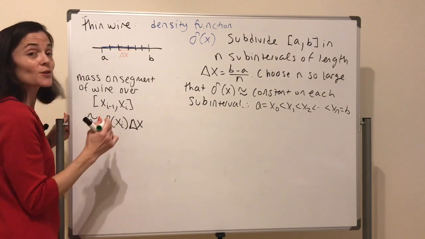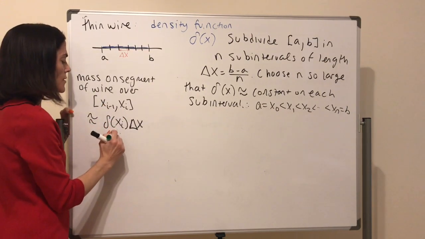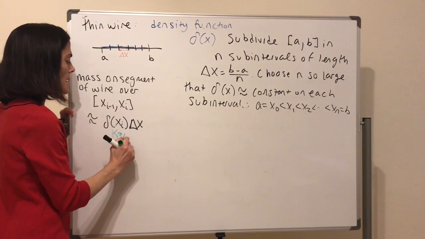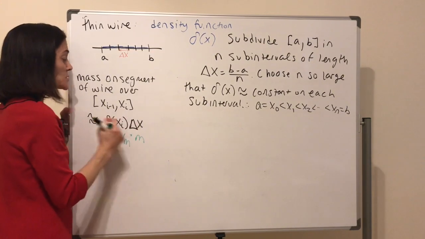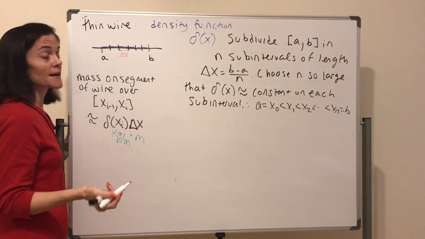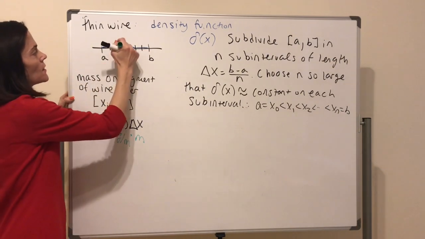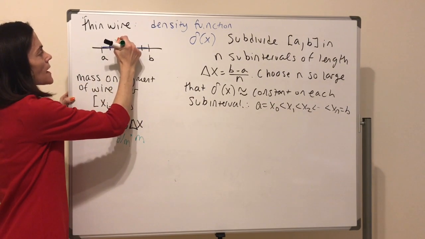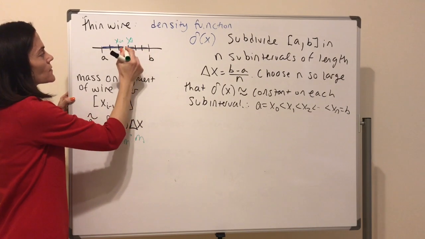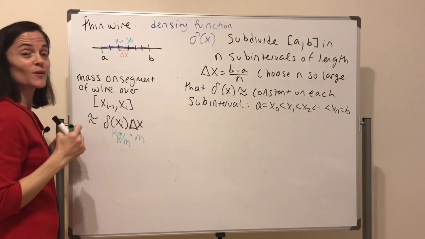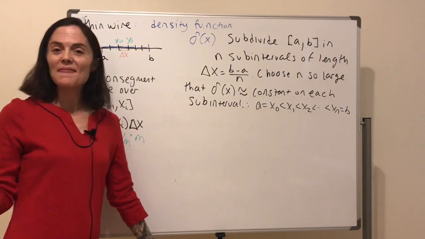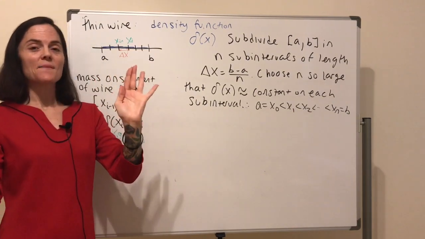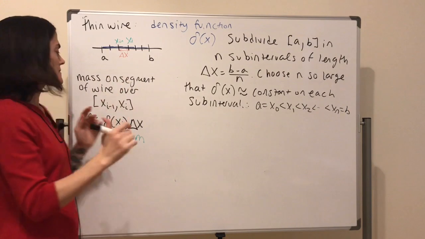We can check units, right? This is kilograms per meter. This is in meters. We multiply, we get kilograms. So this is the mass over, maybe here's this, xi minus 1 xi, if you can see that. Maybe over that subinterval, okay? So what do we do? We add them up, and this approximates the total mass.